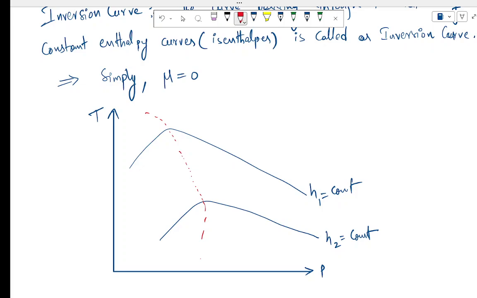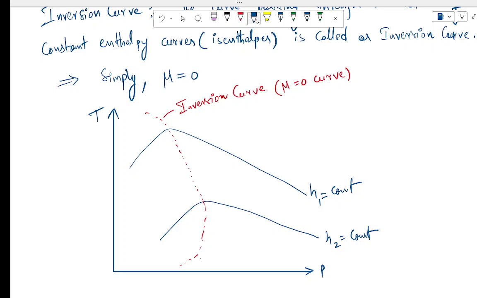So if I keep joining all the points of these maxima, I'll get a curve like this, and this red color curve is nothing but my inversion curve, which is also called the mu equal to 0 curve. So basically this inversion curve will pass through the maxima of your isenthalps, the maxima of your constant enthalpy lines. Okay, so this is what you will get here.